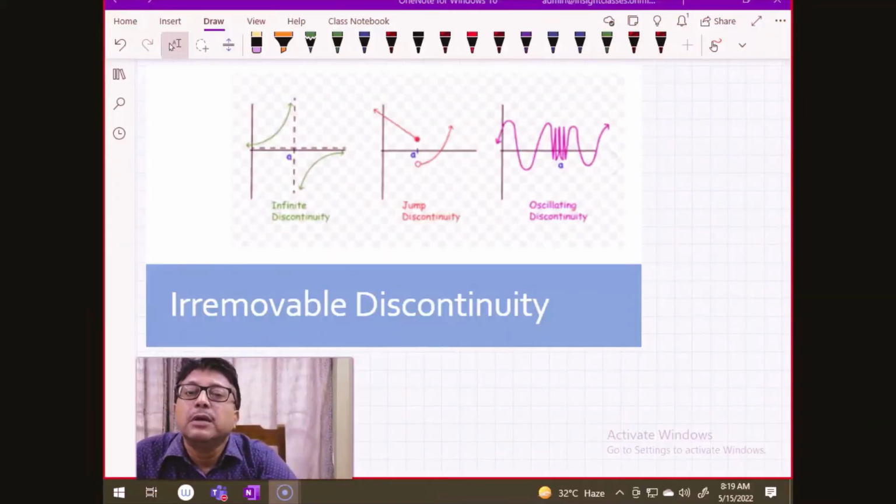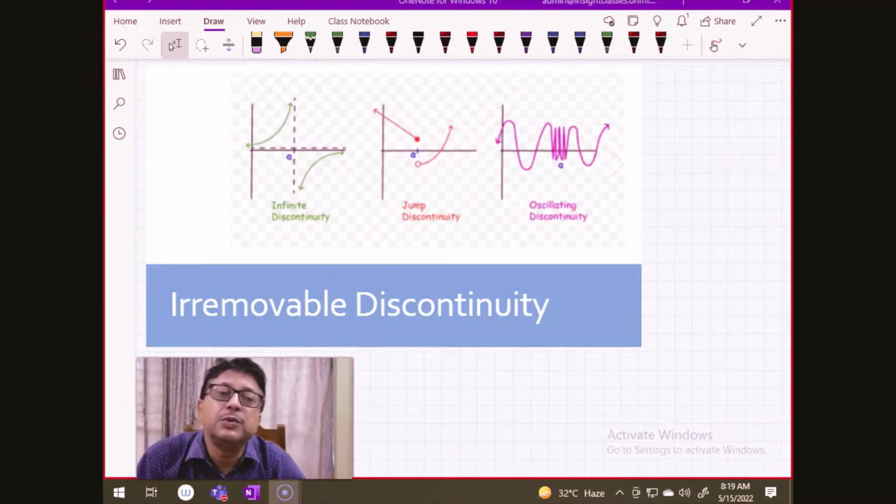Before, can you remove discontinuity always? Obviously, answer is no. If a function has limits, they are equal, then only you can remove the discontinuity. But if limits existing, they are not equal, then you can't help. We cannot remove discontinuity over there. There may be functions which are oscillating about the point. We cannot remove discontinuity. Okay.